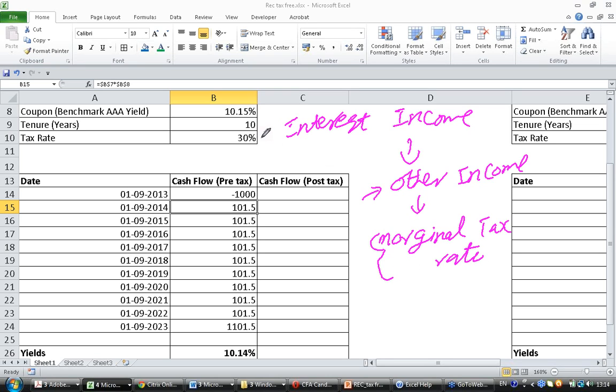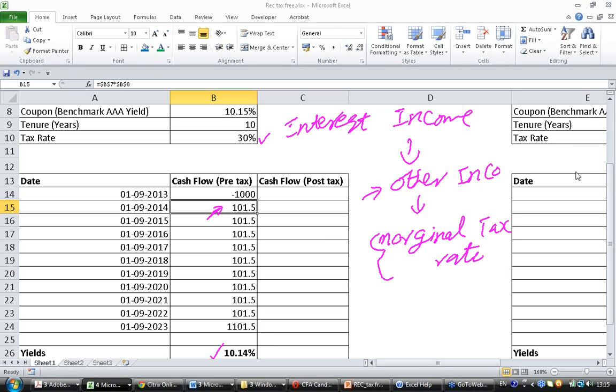So we have assumed that our investor is going to be taxed at 30%. So he has to pay 30% tax on this coupon of 101.5. Whereas in a tax-free bond, the REC tax-free bond, whatever coupon he receives, he need not pay tax on that, right? And hence, to compare this bond with a tax-free bond, we have to reduce the tax that this investor will pay, and find out the yield equivalent of this 10.14% yield, so that a tax-free bond and a taxable bond can be compared.